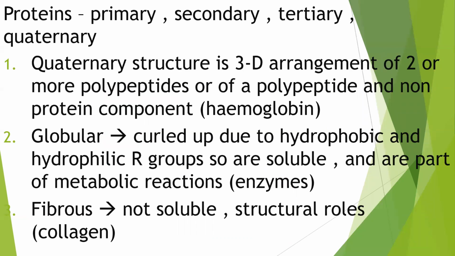So let's talk about the quaternary structure now. The quaternary structure is basically a 3D arrangement of two or more polypeptides, or of a polypeptide and a non-protein component, which is known as a prosthetic group. This is in hemoglobin, for example. We'll talk about hemoglobin in a bit. And so proteins can be either globular or fibrous. Globular proteins have a role in metabolic reactions. They curl up because they have water soluble properties because they have hydrophilic and hydrophobic groups. While fibrous proteins are not exactly soluble and they have more structural roles. And we'll talk about the example of collagen in a bit.